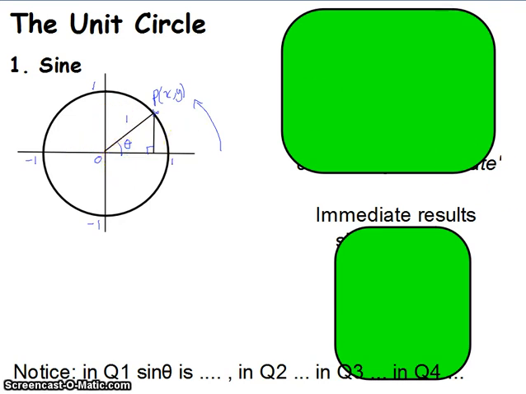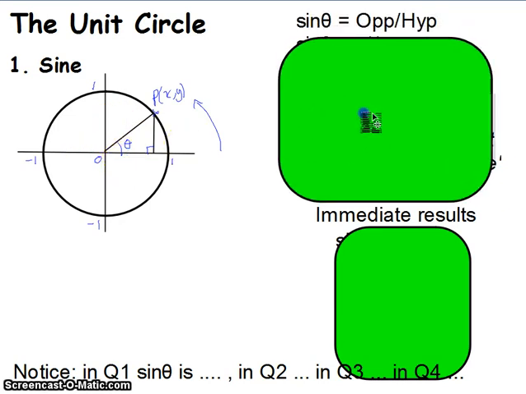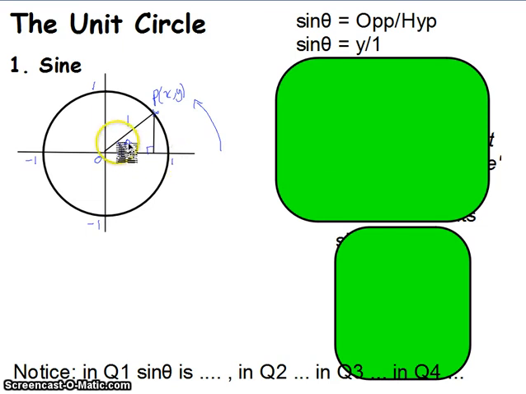Now, we're going to start by looking at sine. So far, sine theta has been defined as the opposite over hypotenuse, or the ratio between the opposite side and the hypotenuse, in a right angle triangle. That's still true here, but because we have a hypotenuse that is length 1, because the radius is 1, we can say that sine theta is also equal to the y value, which is the height of this triangle, or the length of this side, divided by 1.